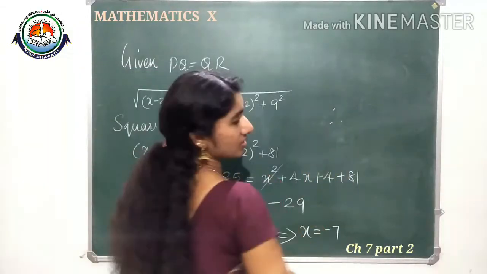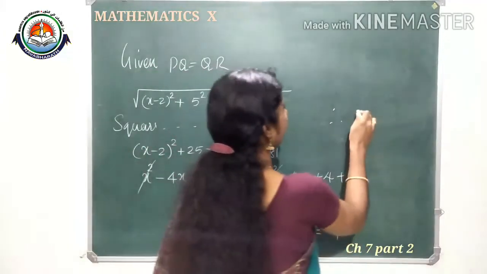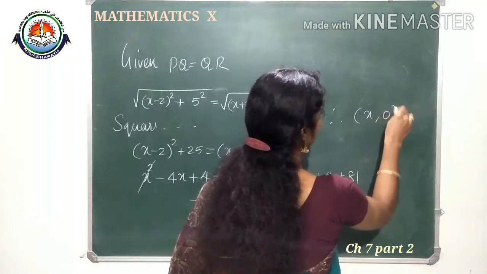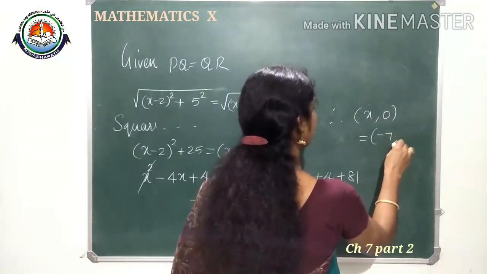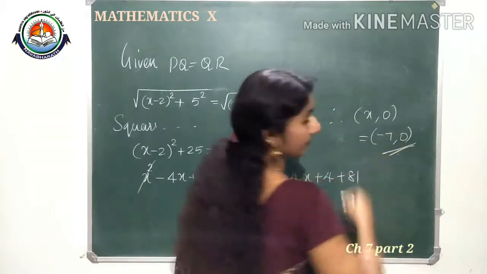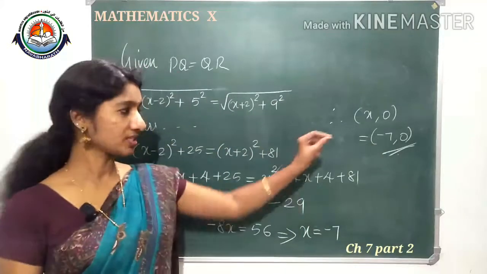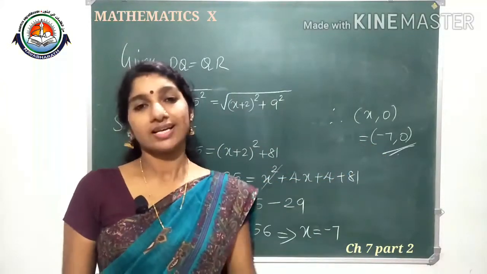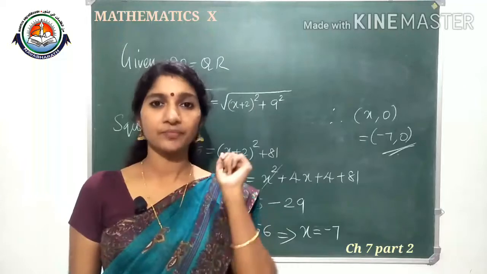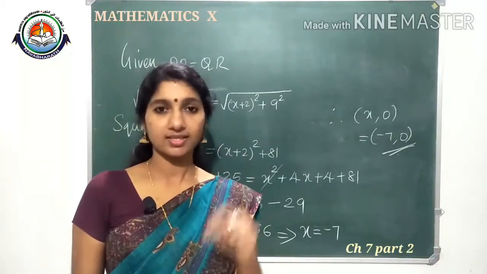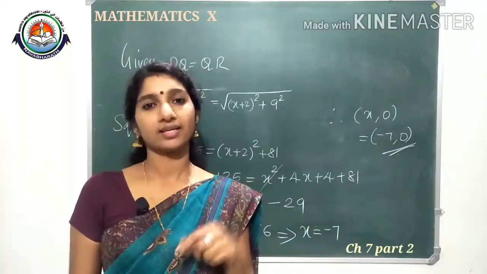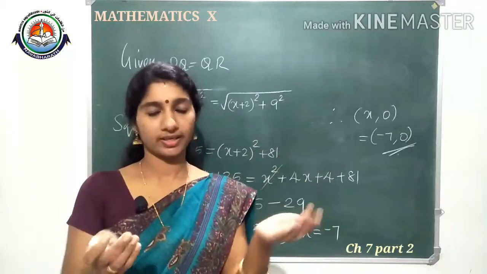Therefore, which is the answer? Our required point we took as x comma 0. So that is equal to minus 7 comma 0. This is our point, and this point is on the x-axis. So here only one thing you need to think. The point is on the x-axis, so for an x-axis point we will take x comma 0, an ordered pair x comma 0.